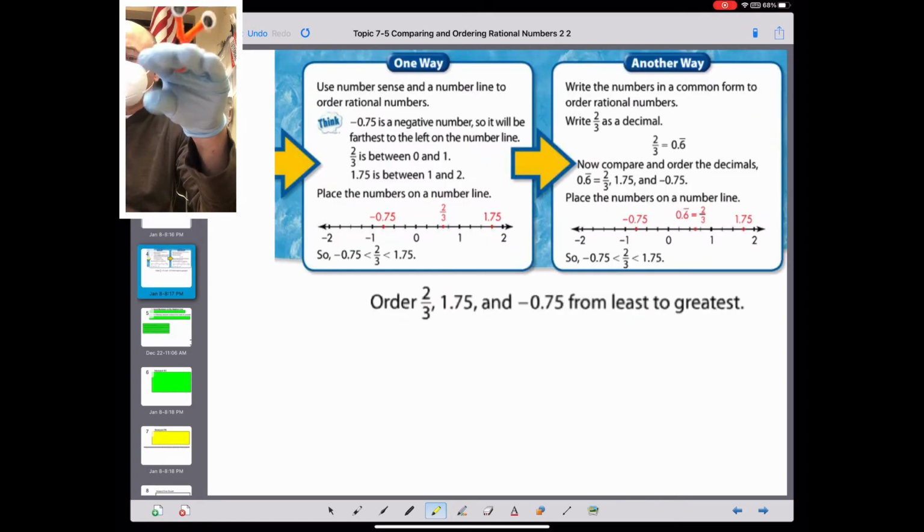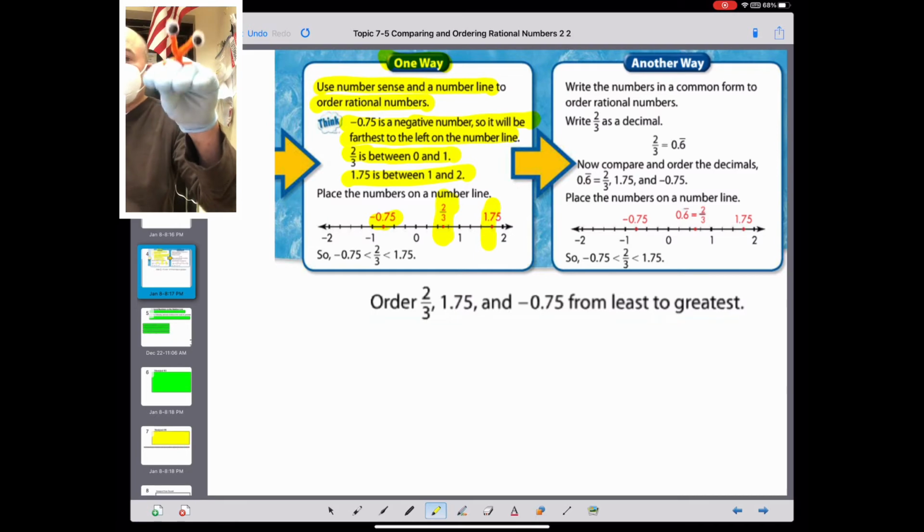Good, wonderful. So anyways, kids, there are several ways that you can do this, okay? You can use number sense and the number line to order rational numbers. You can think that negative 75/100 is a negative number, which means it's furthest to the left on the number line. 2/3 is between 0 and 1. And then 1 75/100 is between 1 and 2. So why don't you pause the video, Mr. Trolla, and explain to them what number sense is.